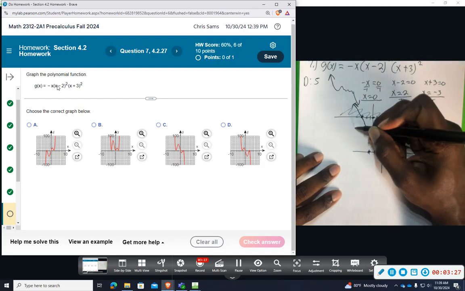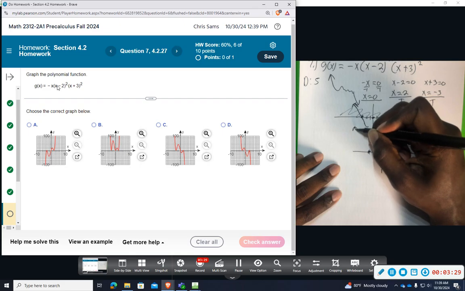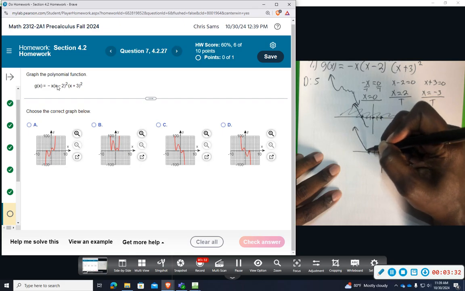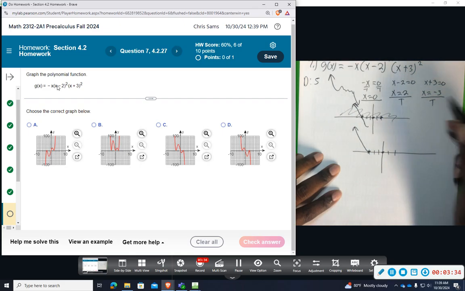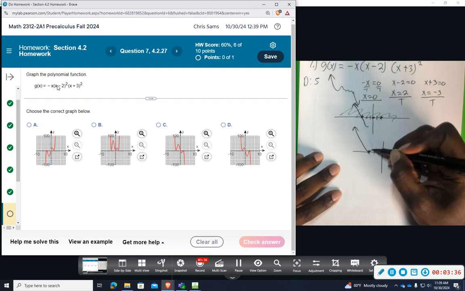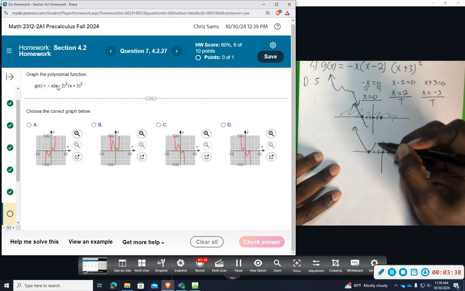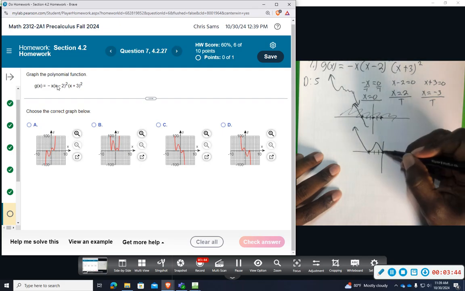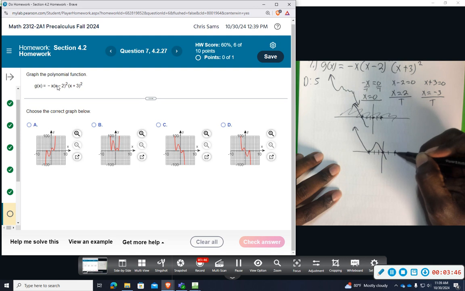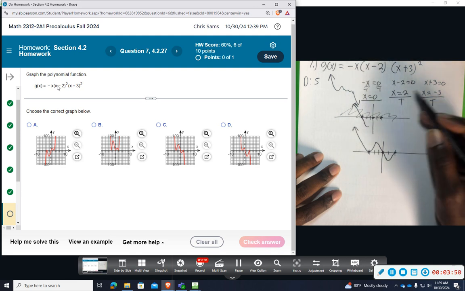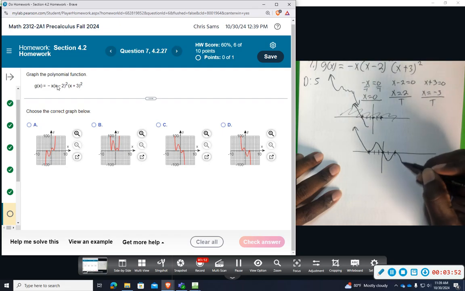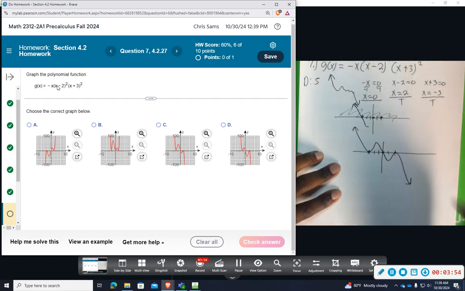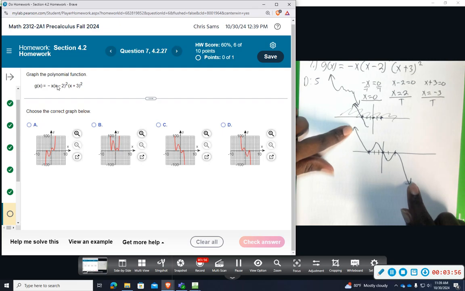Okay, so this one is going to touch. So it's going to come down and touch at negative 3, and then go back up. And then it'll come down and cross at 0 because it's an odd degree, so odds cross. And then it'll come back up and touch at positive 2, and then go back down. Okay, because we know the end points are going to be going up and down. So just a rough sketch.